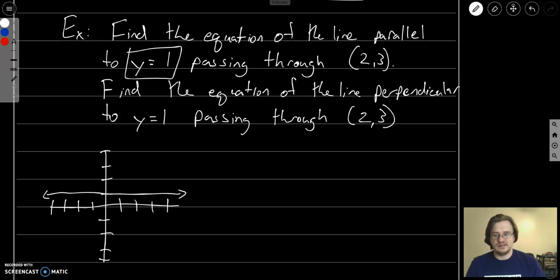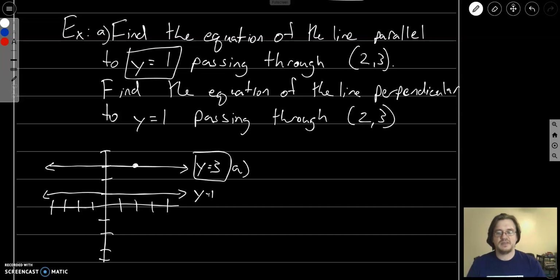And we want the equation of a line parallel to this passing through 2, 3. So what does it mean to be parallel? It should have the same slope. So it should be pointing in the same direction. So our original line was y is equal to 1. This line up here has a constant height the whole way. Well, that constant height is going to be 3. So this is the answer to, if I call this part A, this will be the answer to part A.